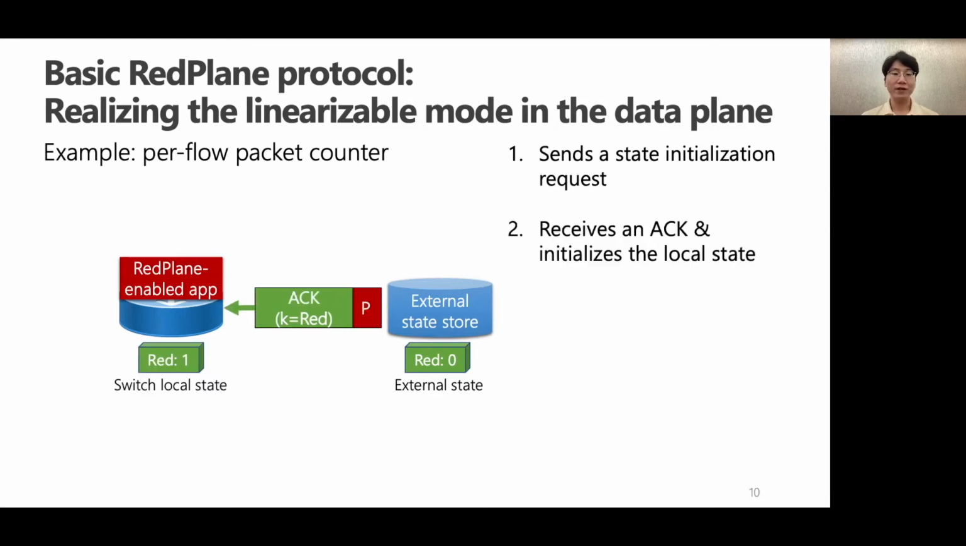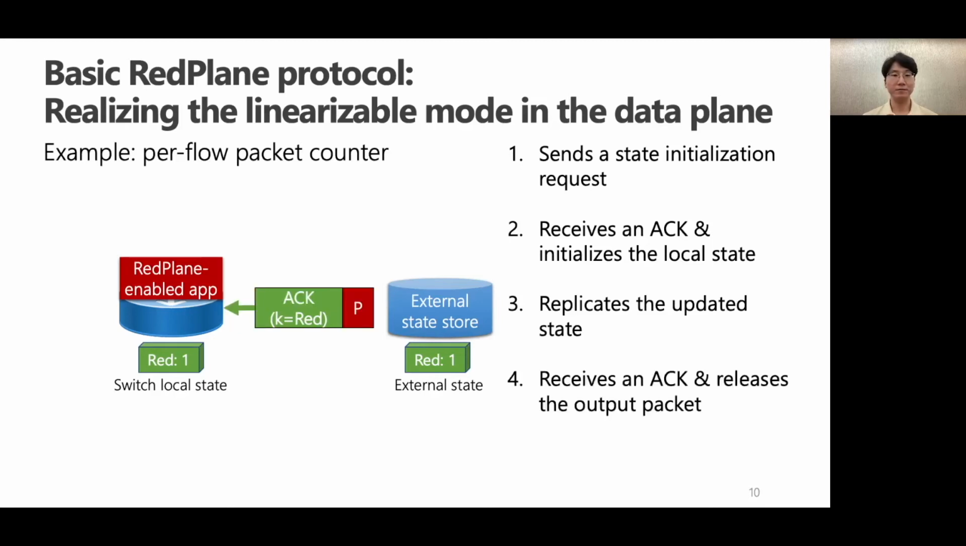Then the state store initializes the state for the flow and sends an ACK back to the switch. Upon receiving the ACK, the switch runtime initializes the local state. Then it requests replication to replicate the updated counter value. Upon receiving an ACK for the replication request, the RedPlane switch runtime releases the output packet.